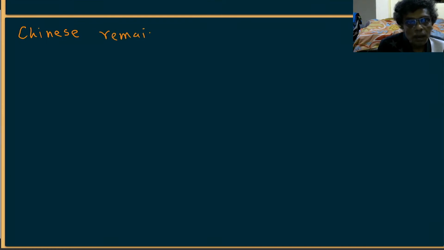So this will be for the moment our final application of the pigeonhole principle. This is called the Chinese remainder theorem.